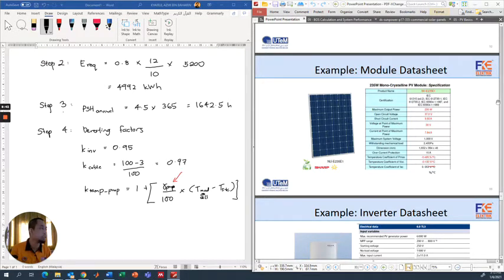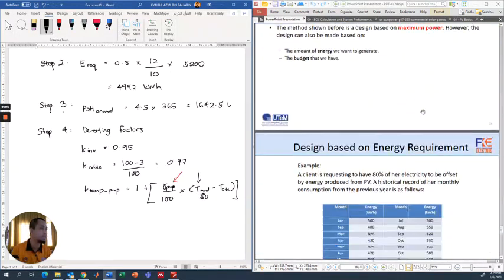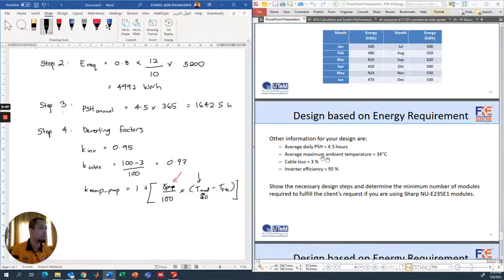Okay, so we are going to use that. And then what about the module temperature? We also need to consider the module temperature, or the cell temperature. So how do we calculate? Given in the question just now, the maximum average ambient temperature is 34. So 34 is the benchmark, or the reference point, of the ambient temperature.